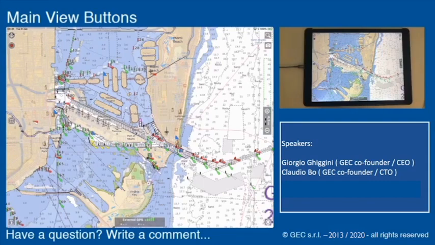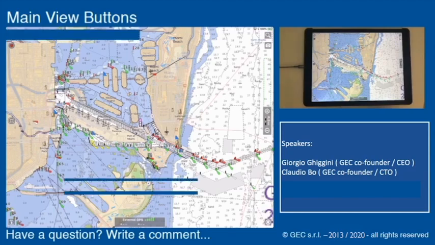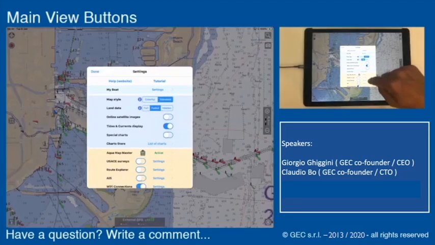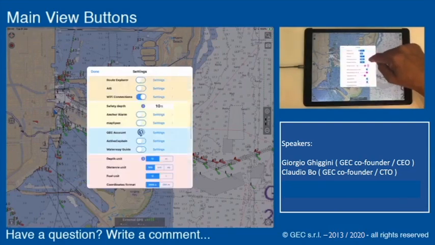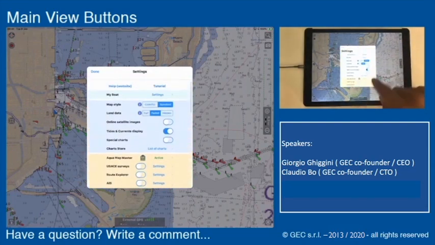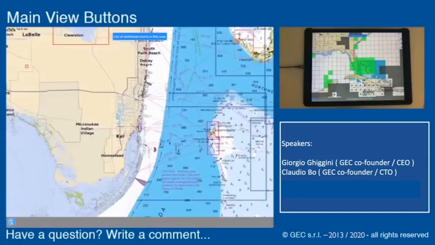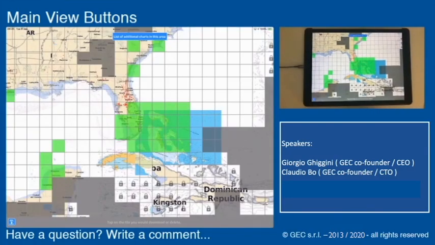I will use an iPad for the demo, but you have the same behavior on iPhone or any other Android device. Okay, let's start from the buttons that you get when you enter the app. From the bottom right, you have the setting page where you have substantially all the settings, all the functions available inside the app. Then on the bottom left, you have the button to download the offline charts. You already saw this with Giorgio.